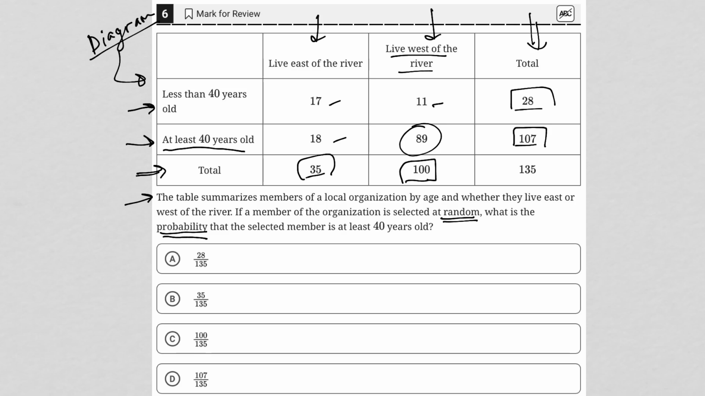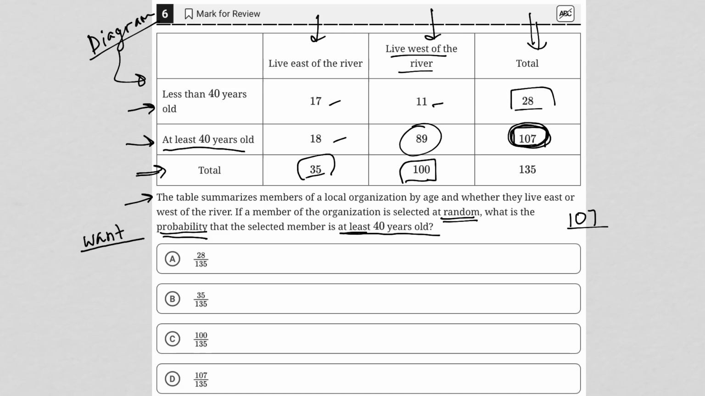So probability on this test is always going to be a fraction. The numerator is what you want. So in this case, what do we want? We want the randomly selected member to be at least 40 years old. Well, how many people are at least 40 years old? 107, right? 107 people are at least 40 years old. So over here, I'm going to write 107 as my numerator.